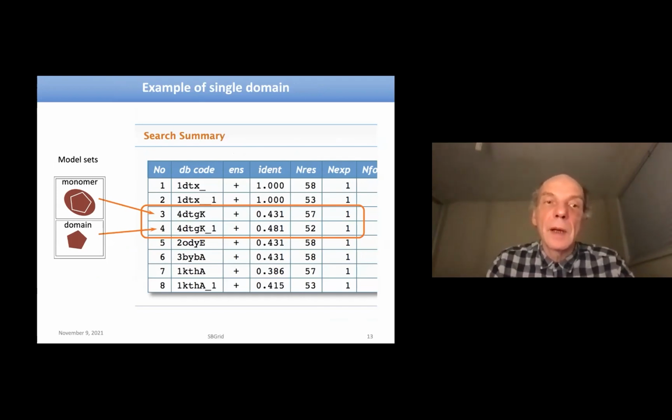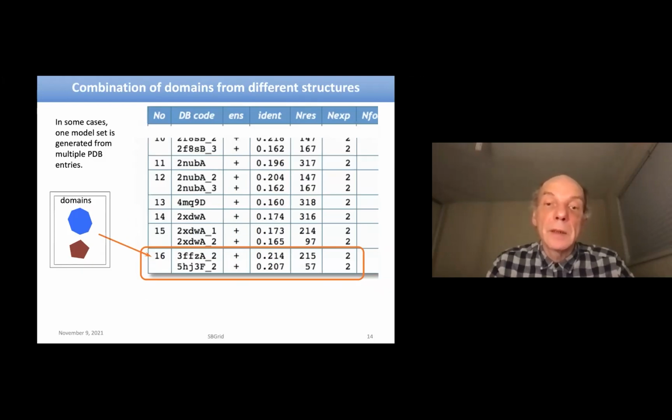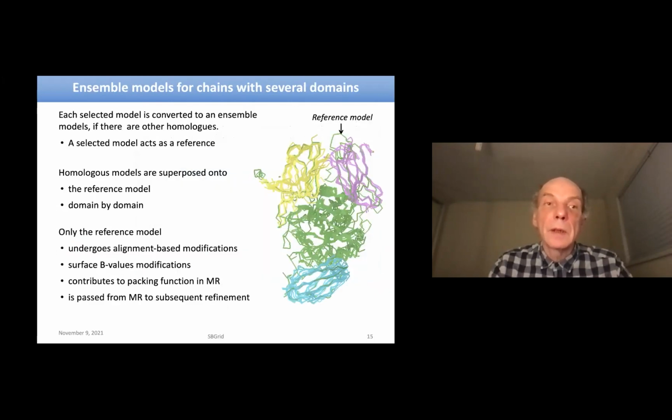Right, that's the easy one. Monomer and domain derived from one PDB entry, with no actual domains, with a single domain. And there is a special kind of model that is sometimes generated, which contains domains from different PDB entries. So here we've got PDB code, identity and number of residues, number expected, and ensemble model, whether it's generated or not. Recently, we have ensemble models for nearly all PDB entries, of course.